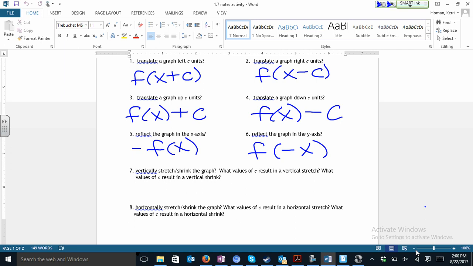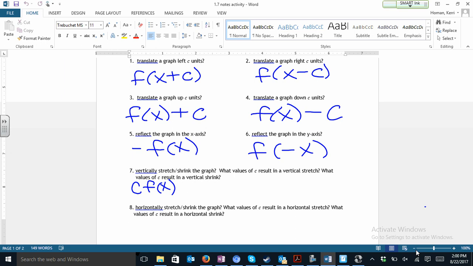Okay, 7 and 8 are the fun ones, right? The stretches and shrinks. This is where it really takes a little bit of patience to keep things organized. So vertical. We had a vertical stretch on that intro part, right? We had a value multiplied to the outside of the function. Outside, it's affecting it vertically.